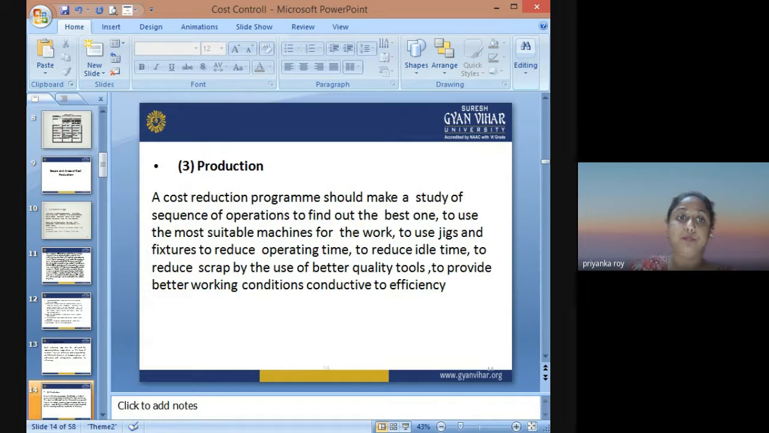Production: a cost reduction program should take a study of the sequence of operations to find out the best one to use, the most suitable machine for the work, to use fixtures to reduce the operating time, to reduce the idle time, to reduce scrap by the use of better quality tools, and to provide better working conditions conducive to efficiency.